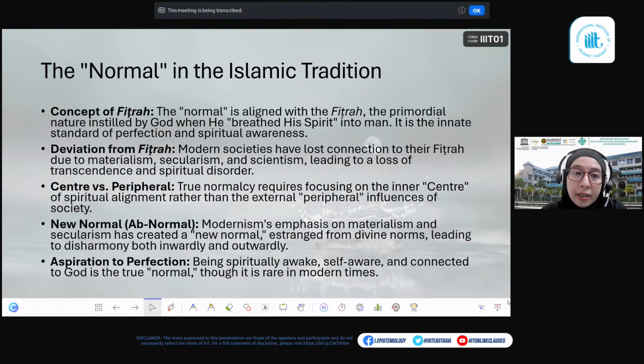So Islam teaches that the true aspiration for human beings is perfection. And this perfection means being spiritually awake, self-aware, and deeply connected to Allah. While this state of being is rare in these modern times, it remains the ideal that all of us strive for. A return to our fitrah and a life centered on divine harmony.